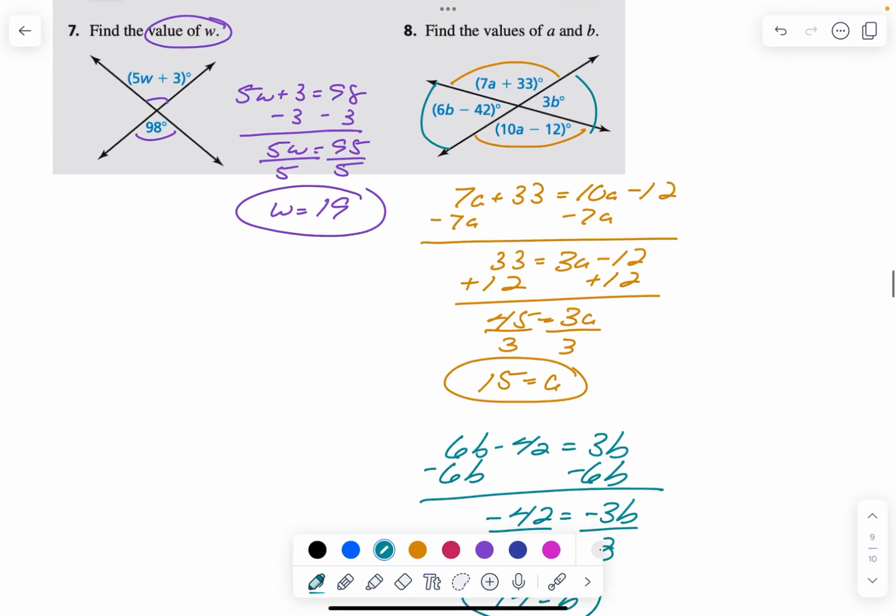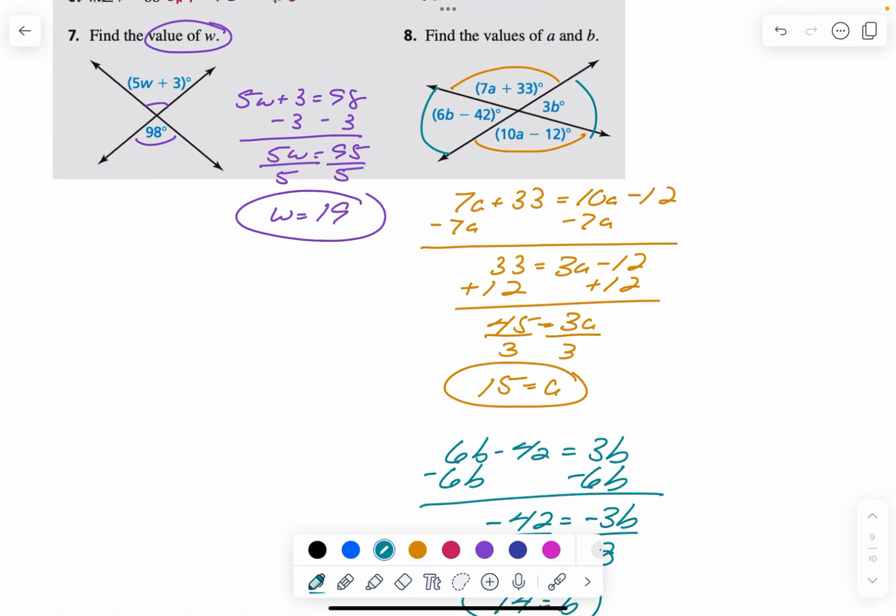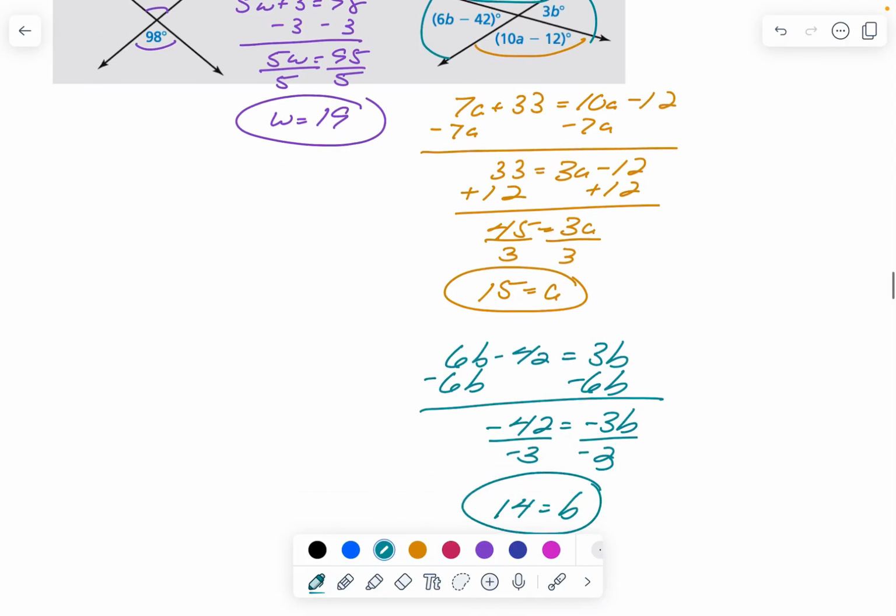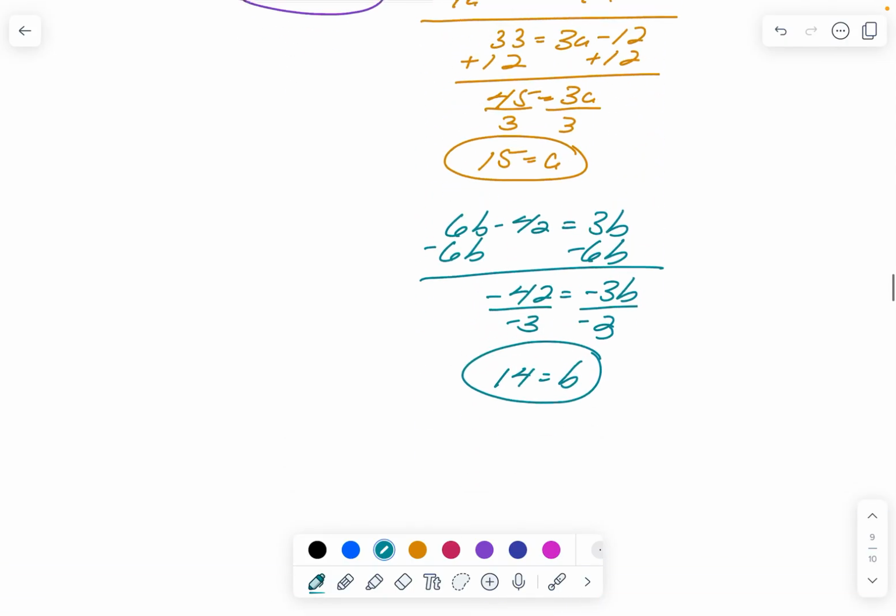These were both positive answers. It can be negative answers depending on what the relationship is. Like, for example, if a was negative 1, that would still be positive, 7a plus 33. Okay, that is it for today.